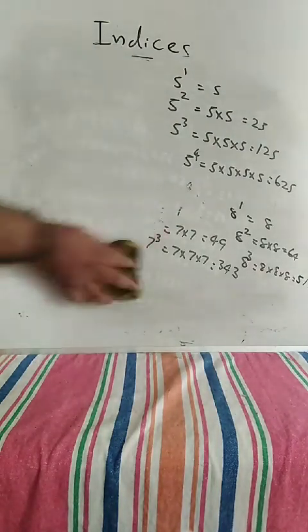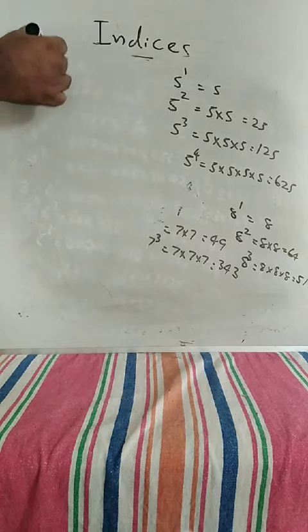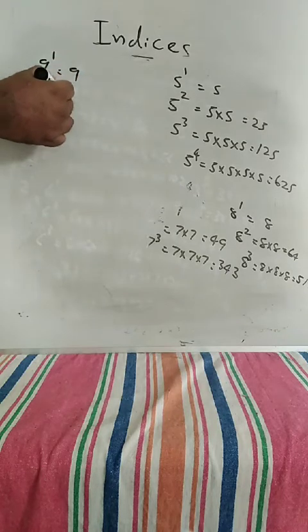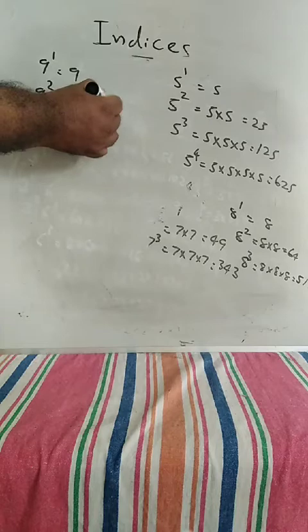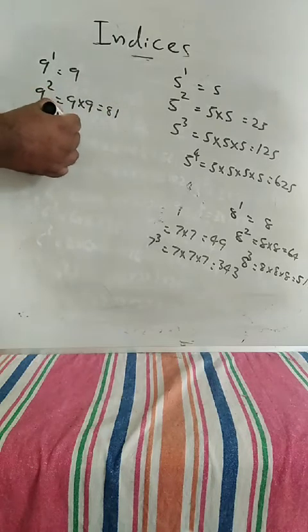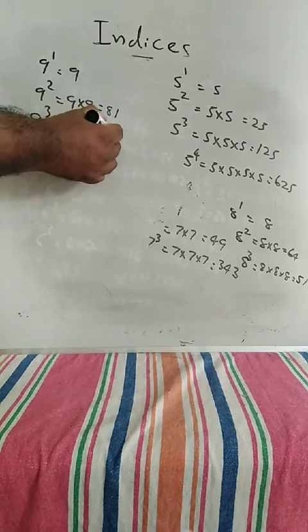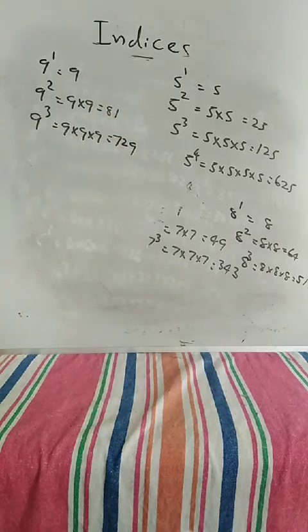Then power of 9. 9 to the power 1, 9. 9 to the power 2, 9 into 9, 81. 9 to the power 3, 9 into 9 into 9, 729. Right.